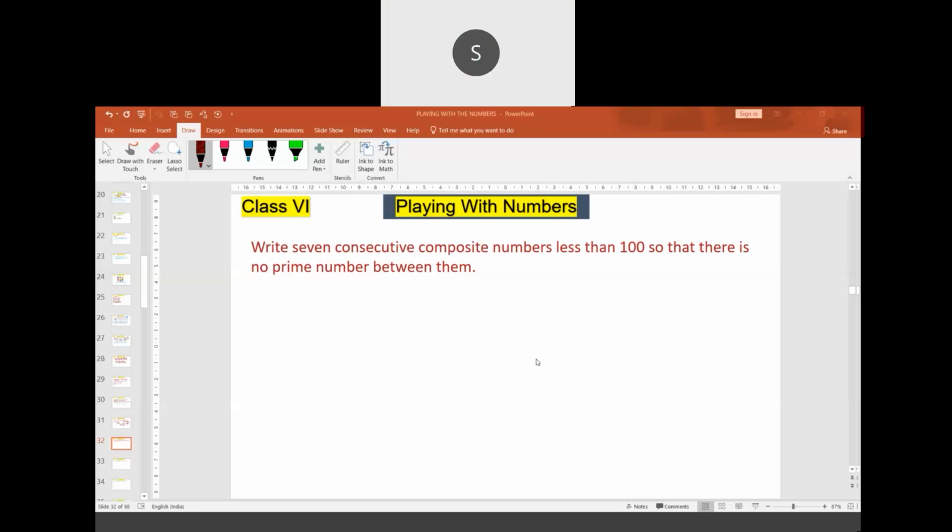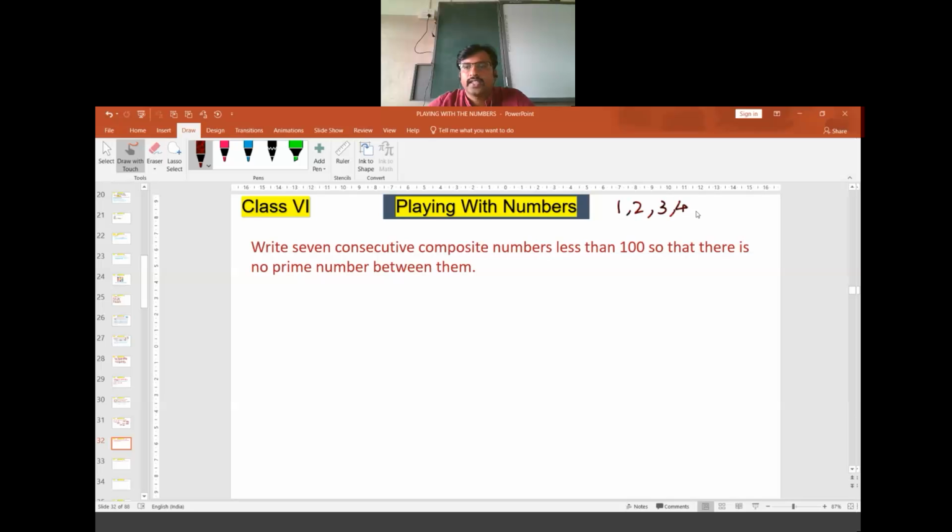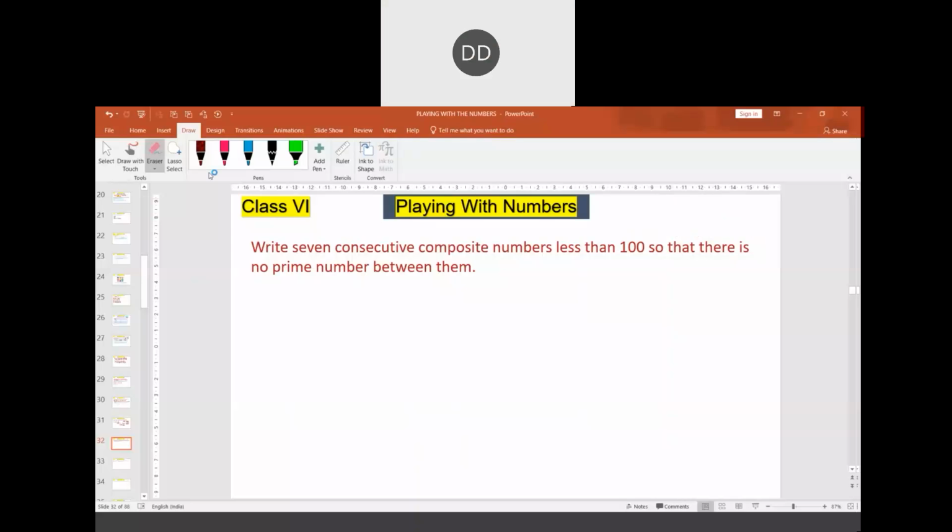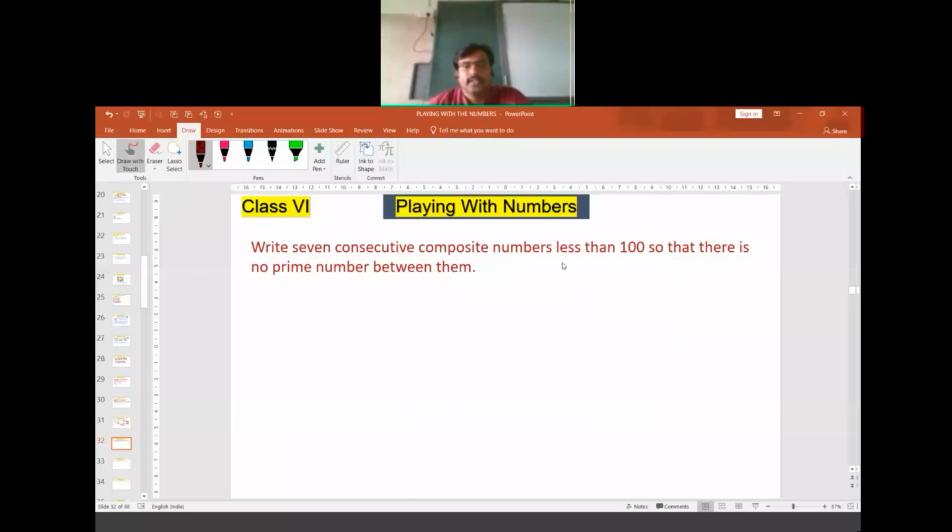The meaning of consecutive is continuous. That should be known to you. If I say 1, 2, 3, 4, the next consecutive number is 5. These are continuous. Such type of continuous numbers are called consecutive. Now you have to select composite numbers which are consecutive and no prime number between them. That you have to find.